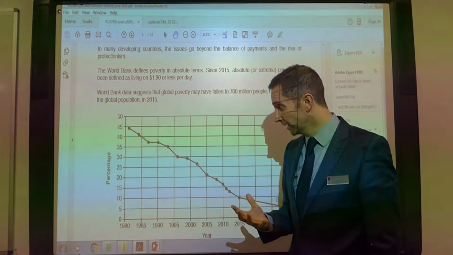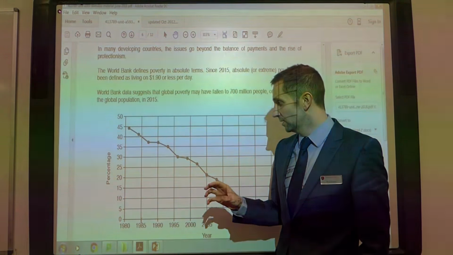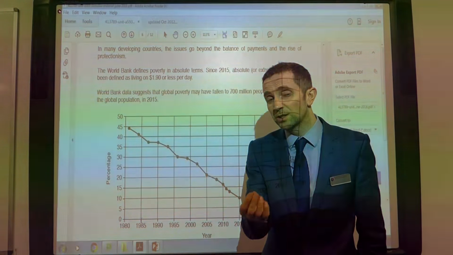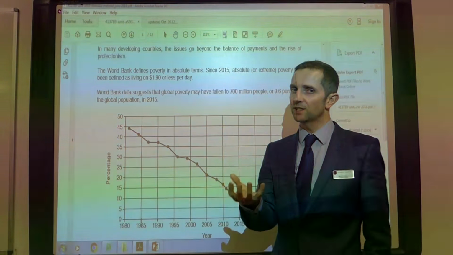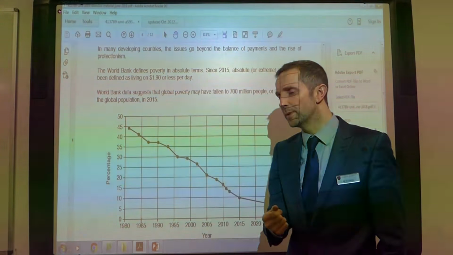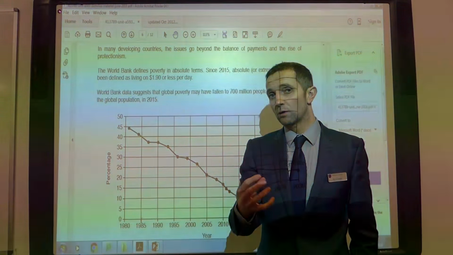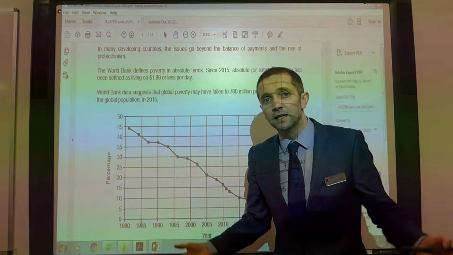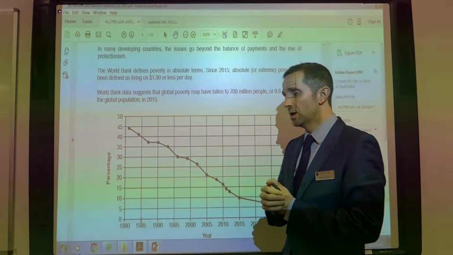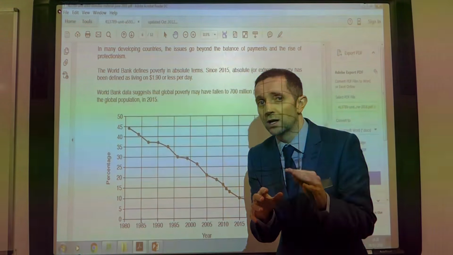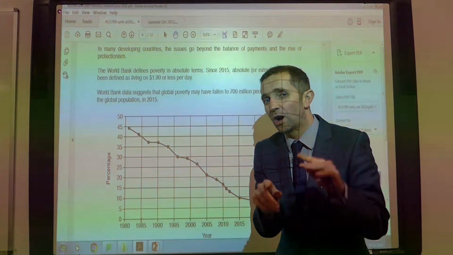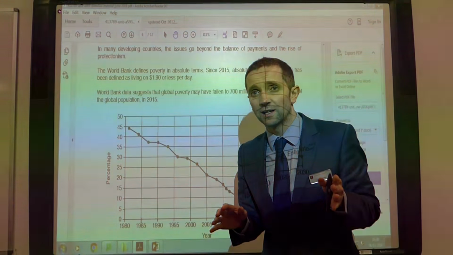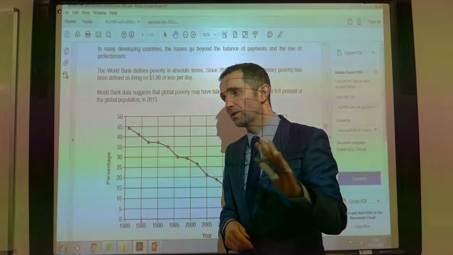Now, one of the reasons why it has declined so significantly since 1980 has been to do with the growth of the emerging markets, but particularly China. With such a vast population of 1.3, 1.4 billion people, when the economy started to grow and develop and to open up to other world markets, that obviously enables the country to lift people out of absolute poverty. So a significant proportion of the number of people coming out of absolute poverty have been in China. However, do not make the mistake of saying that absolute poverty has declined globally simply because of the growth of China. That is not the case.